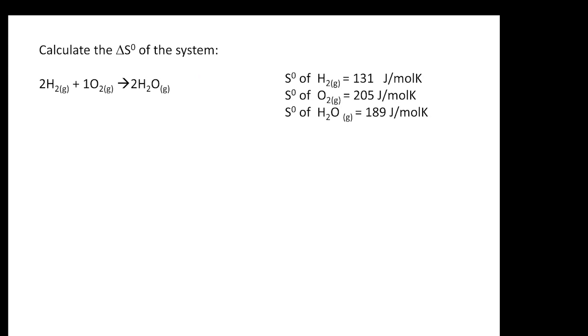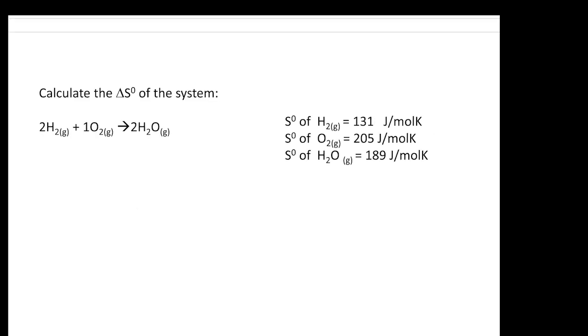Calculate the delta S naught of the system. Every time you see this little symbol on the top right corner, it means the reaction is done in the standard condition. Every time you hear the words standard condition, that means it's done at 25 degrees C, 1 atm pressure, and the concentration of all species is equal to 1 M.